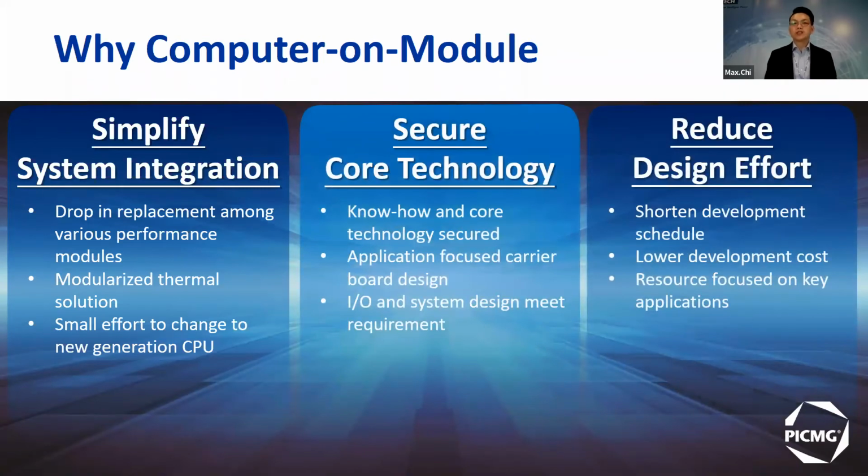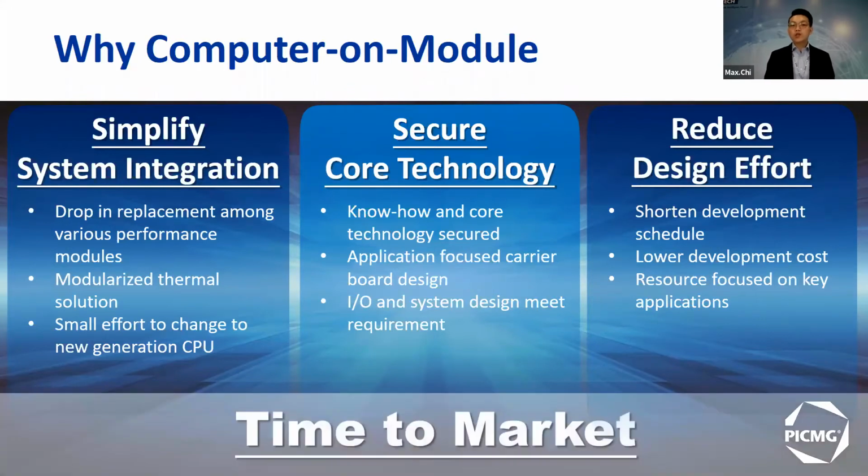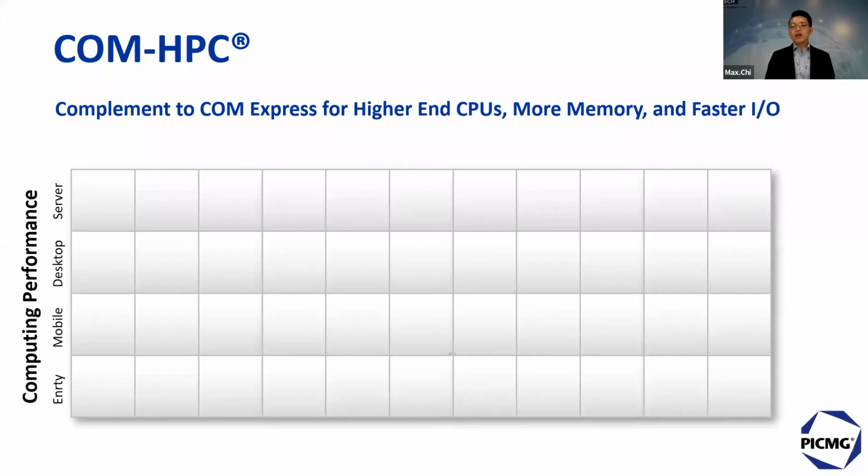Third, it reduces design effort. While the CPU and the high-speed signals are designed on the module and taken care of by module vendors like us, you can shorten the development schedule and lower development cost. And the most important thing here is time to market. The computer module concept lets you keep the same carrier board for multiple CPU generations. So a one-time carrier design lasts for a longer period. Okay, so now we understand the benefit of the computer module concept, and we know how COM-HPC uses it.